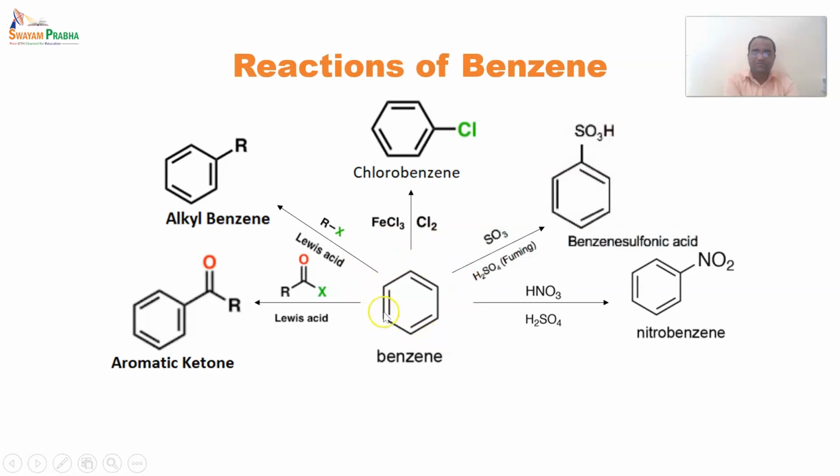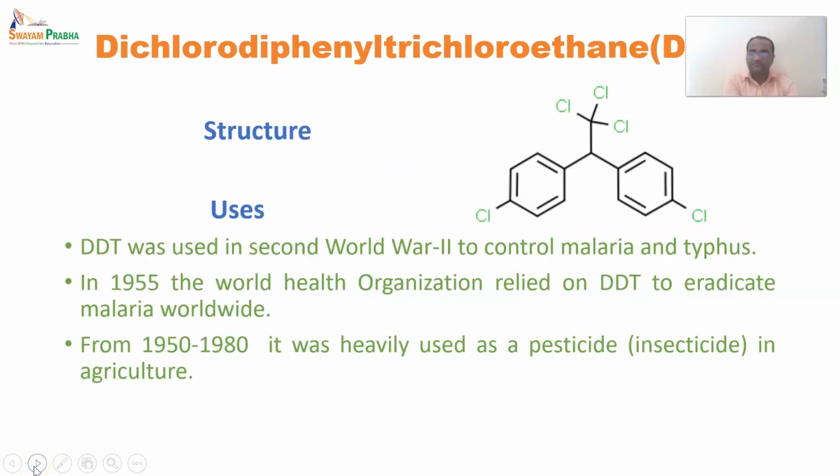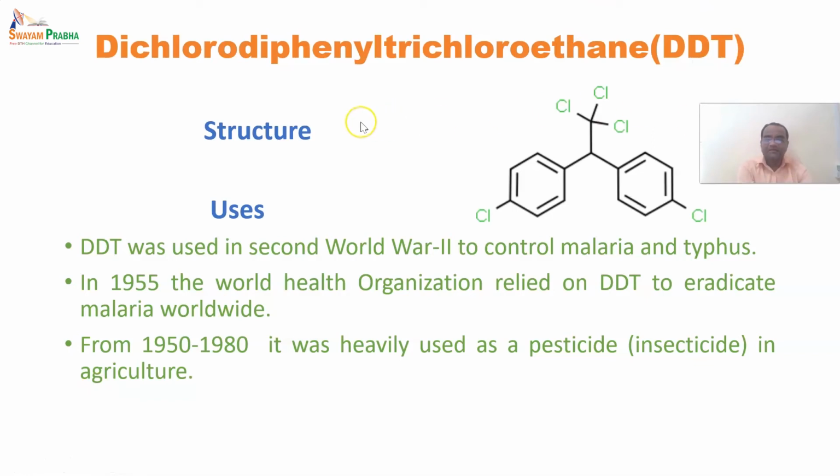So whatever we have completed in the earlier session also, every hydrogen in each and every reaction has been replaced by another reagent. So these are the five reactions of benzene. After that, we will look at the first derivative of benzene.